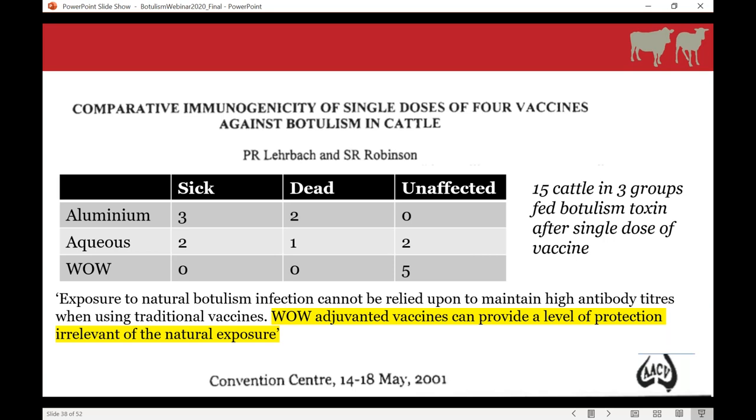The scientists gave five of the cattle a water-in-oil-in-water emulsion vaccine, and none of the cattle became sick, therefore none of them died, and it was by far the most protective vaccine.